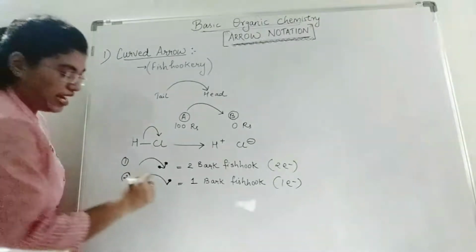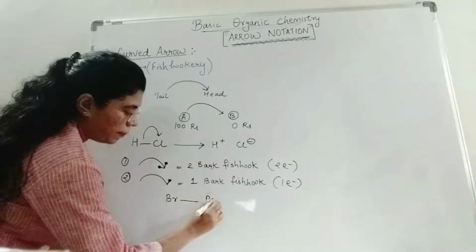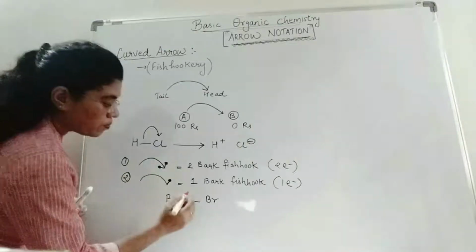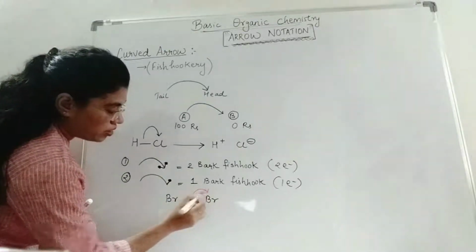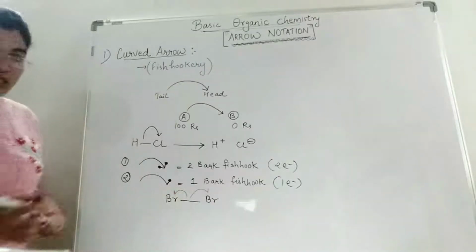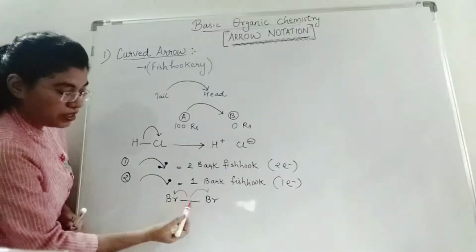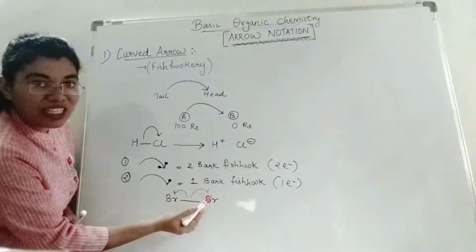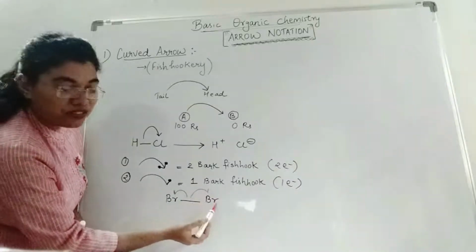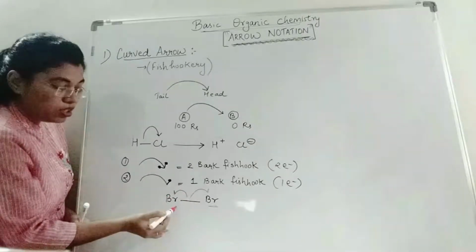Suppose I give an example, Br bond Br, and I show the arrow mark. Look at the arrow mark clearly. See, this is a 1-barb fish hook. What happens here? Just one electron is being transferred. So here 1 electron will be transferred to this bromine and 1 electron will be transferred to this bromine.